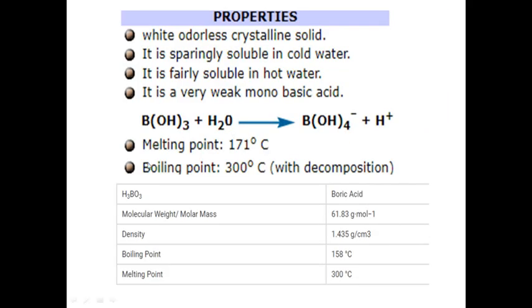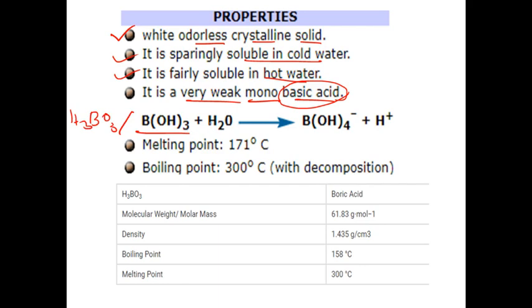And its properties. Boric acid is very simple. It is a white, odorless crystalline solid. It is soluble in cool water, fairly soluble in hot water. It is a very weak, monobasic acid. B(OH)3, or H3BO3 also, right? When it reacts with water, you get B(OH)4 minus, and an H ion is released.